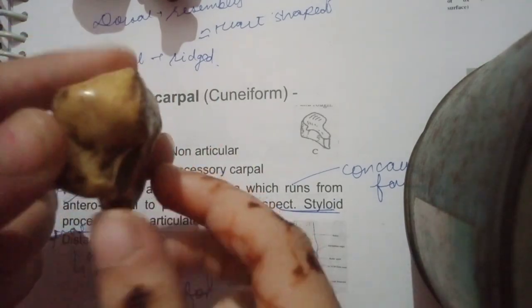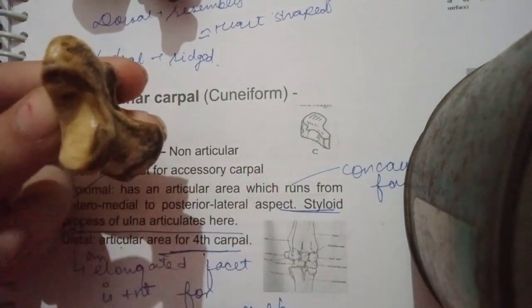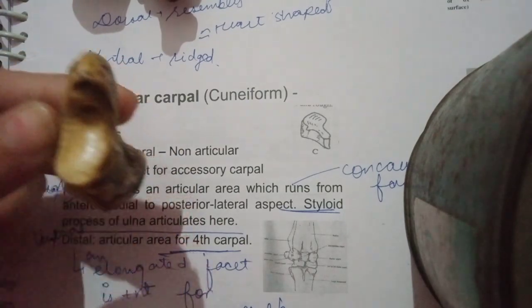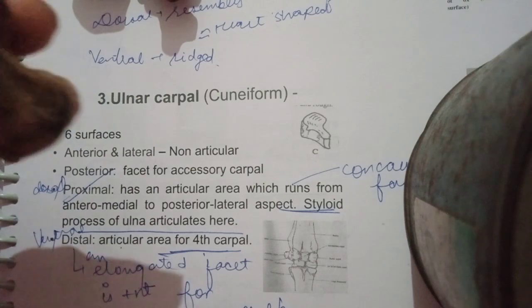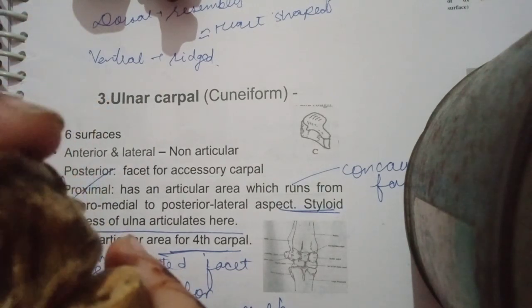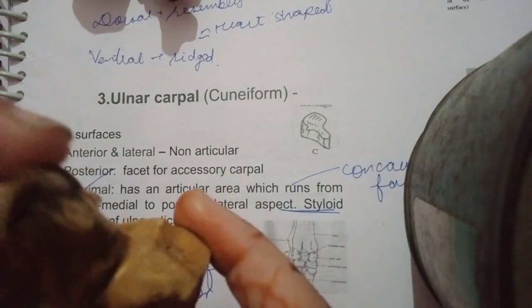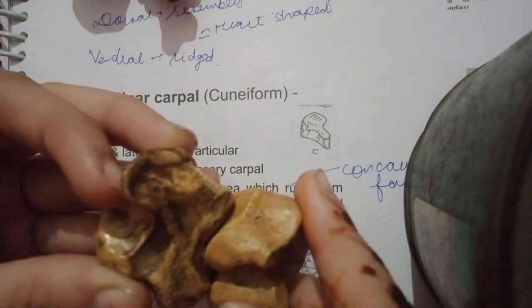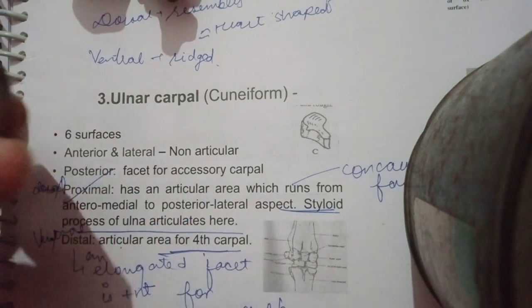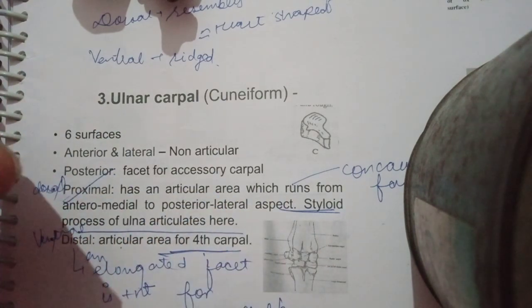Okay? And on the distal side, this is the articular area for the fourth carpal. I can show you the fourth carpal attachment. It will be something like this. Clear? So distally, it is an articular area for the fourth carpal.